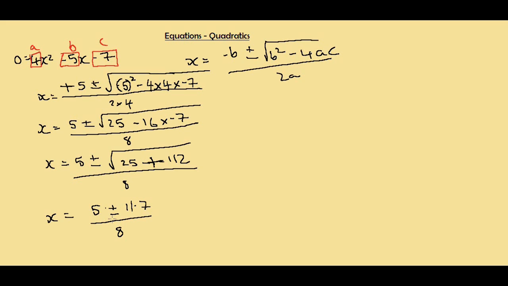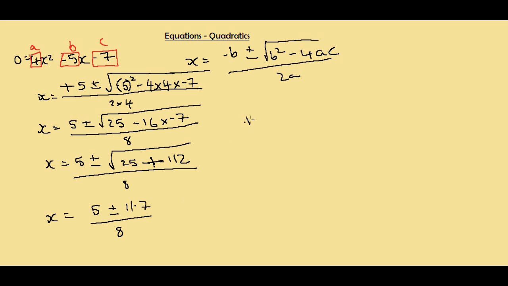So now we get to the bit where, what's this plus and minus? Well, if you remember back in the factorizing technique, we had two answers. Well, we also need to have two answers from the formula, and the two answers come from either using a plus or a minus at this stage.